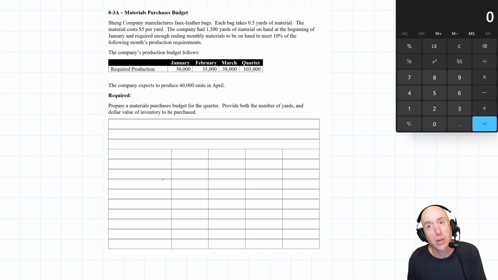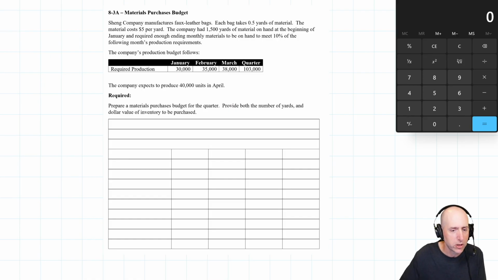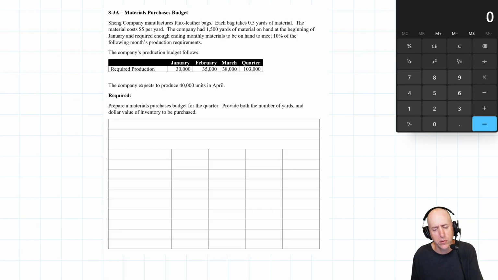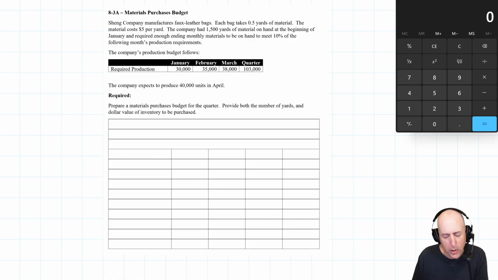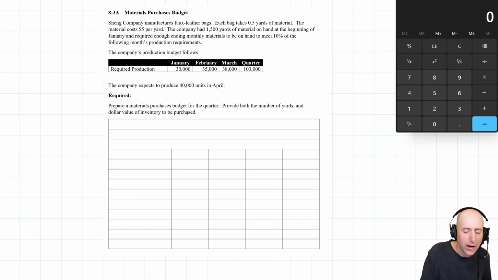So this sounds like a production budget, and it's a lot like a production budget. It really is similar. The company's production budget follows, and there's our production budget for January, February, and March. And it notes that the company expects to produce 40,000 units in April. So we're asked to do a production material purchases budget, and we provide the number of yards and the dollar value of the inventory.